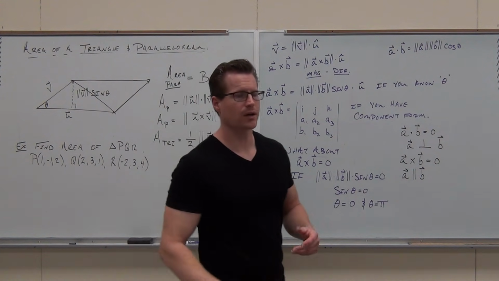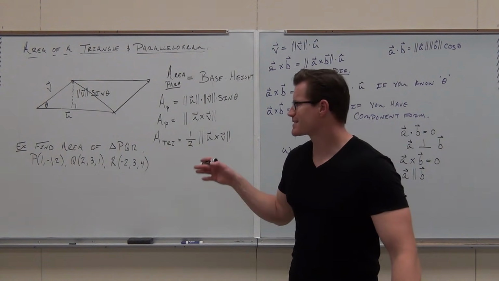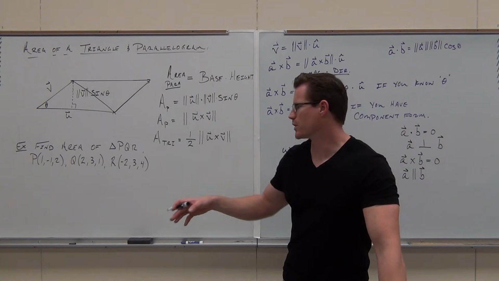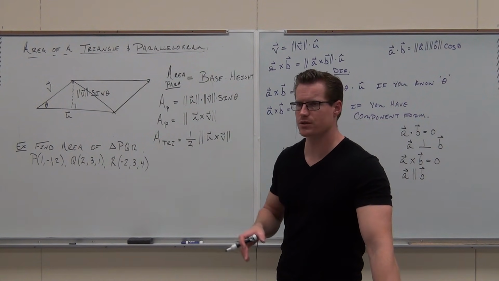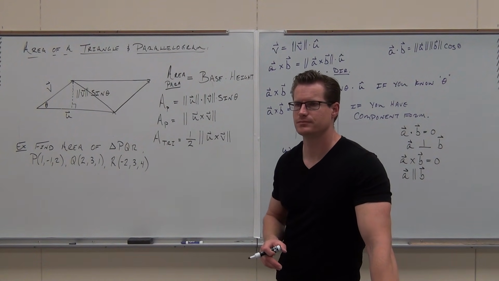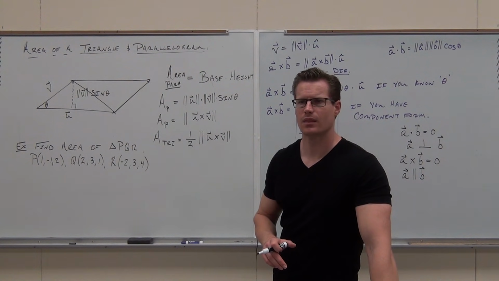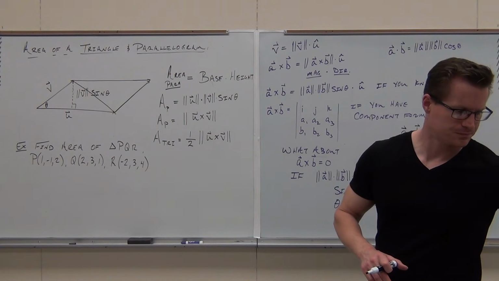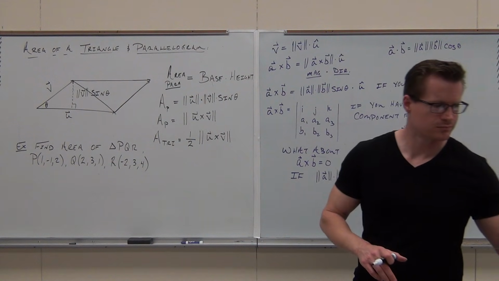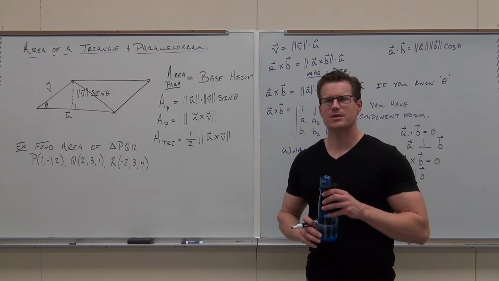So we've got this triangle, and I've given you the points of the triangle. I want you to find the area of that triangle, where P is that, Q is that, and R is that. Write it down, look up here so I know you got it. Give me an answer here.